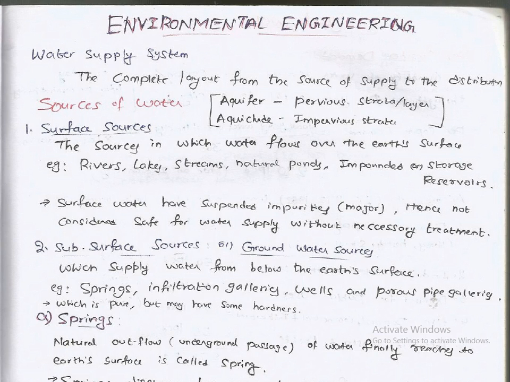Water supply system, the complete layout from the source to supply to the distribution. Source of water: aquifer, pervious strata layer; aquiclude, impervious strata. Surface source: the source in which the water flows on the Earth's surface, that is the rivers, lakes, streams, natural ponds, impounded and surface storage reservoirs. Surface water has major suspended impurities, hence it is not considered safe for water supply without necessary treatment.